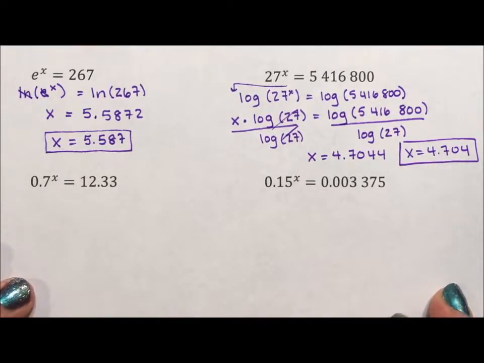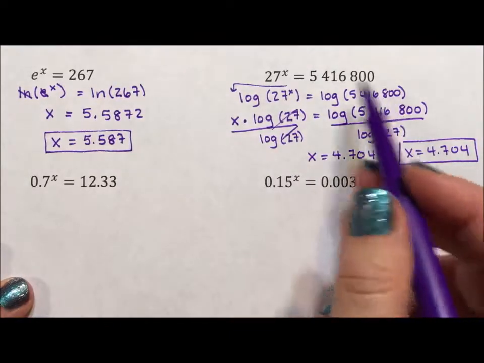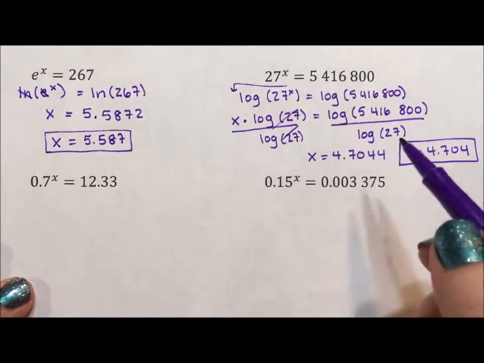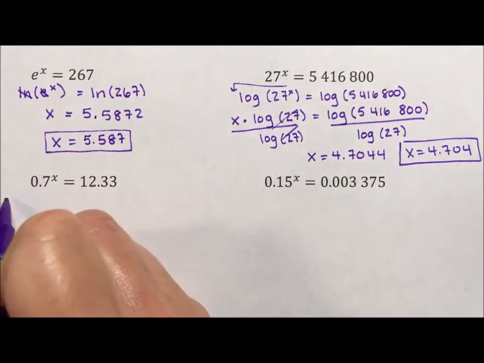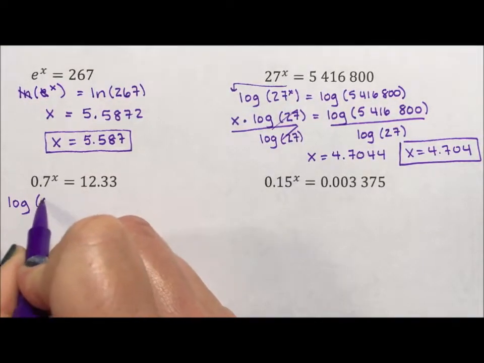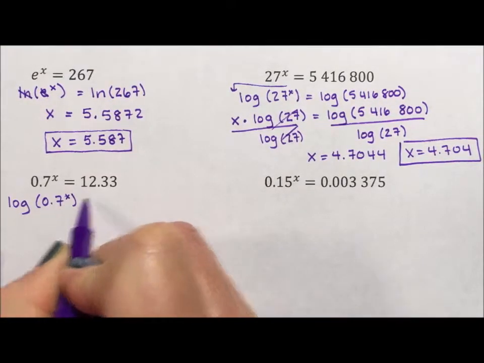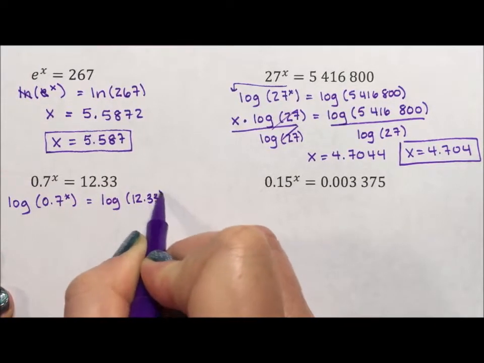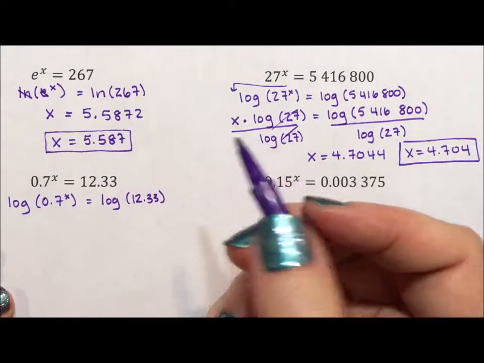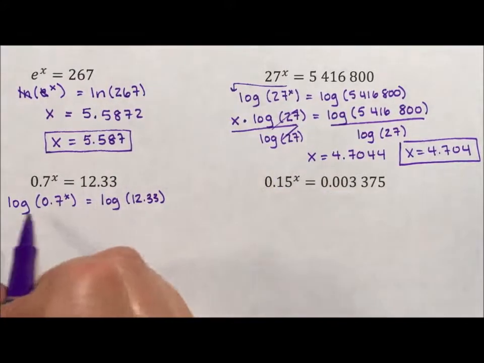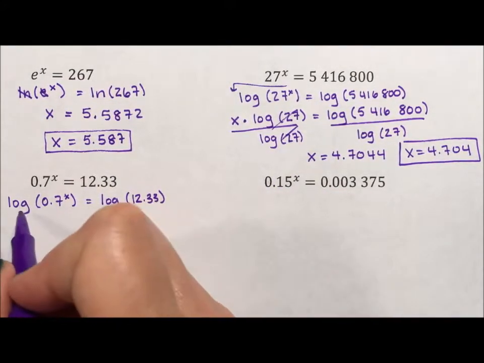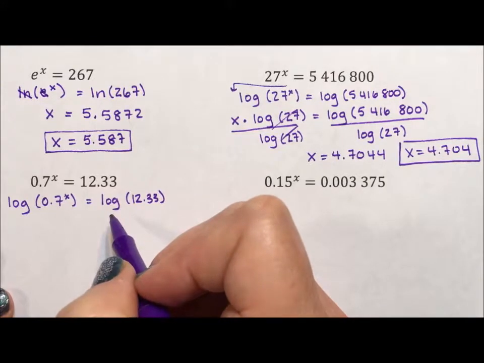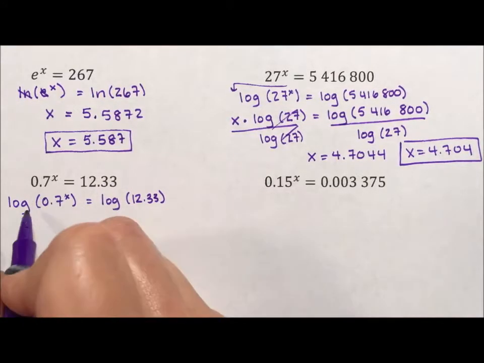So I will show you that way again in case you missed part of it. You take the log of both sides. Log of 0.7 to the x equals log of 12.33. If these are equal, then the log of the arguments are equal. As long as you're doing the same thing to both sides, you can't take the log of one side without doing it to the other. You have to stay balanced.